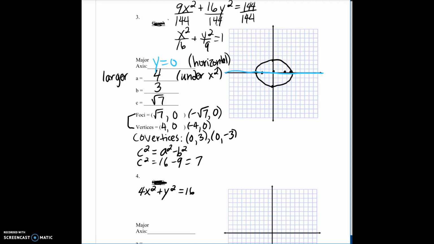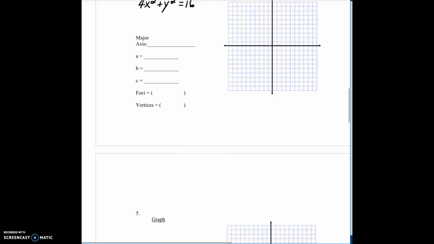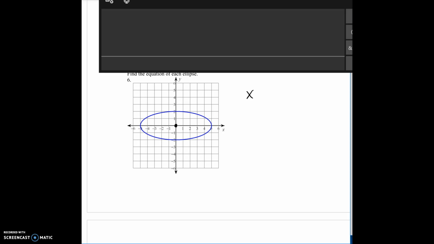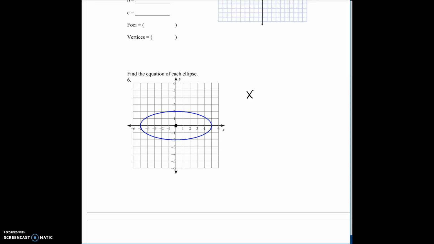So you should be able to try the other couple graphs here. And then the only other situation we have are the equations from the graphs. So for this, we're starting with center at 0, 0.